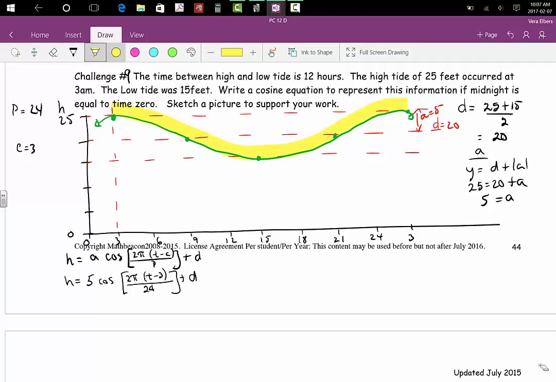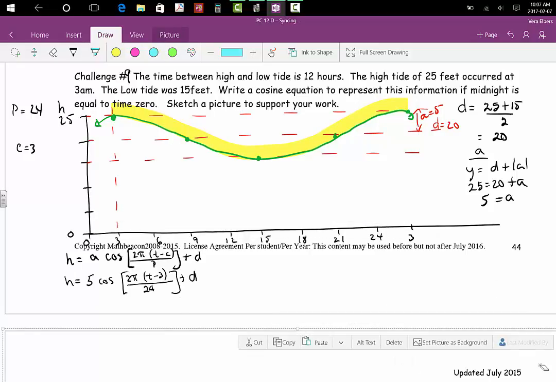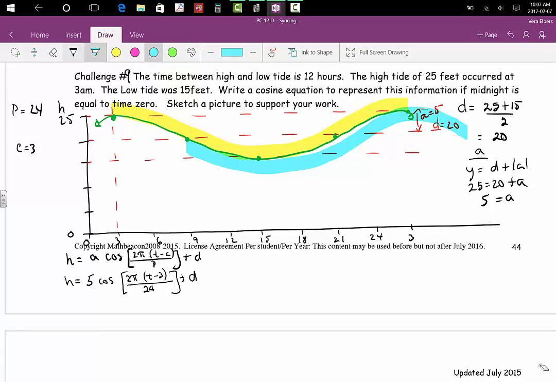Okay, well, let's say we want to come up with a sine graph. Okay, well, that means we have to start here. Okay, and I'll go like that. So let's write a sine graph for this. If we write a sine graph, then our C value is going to be 9.